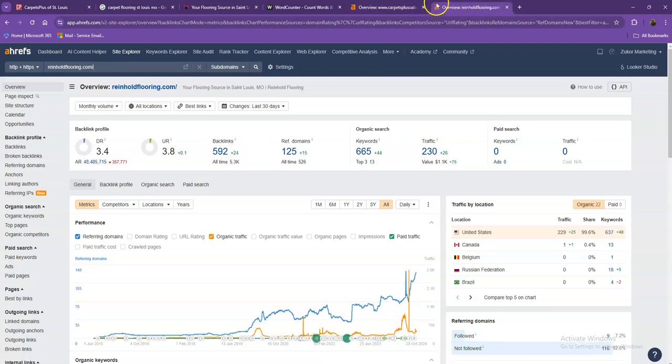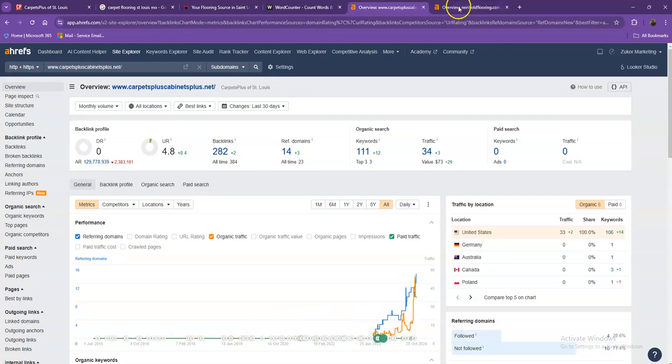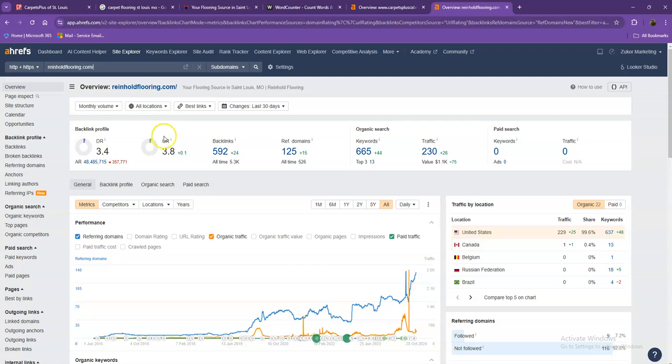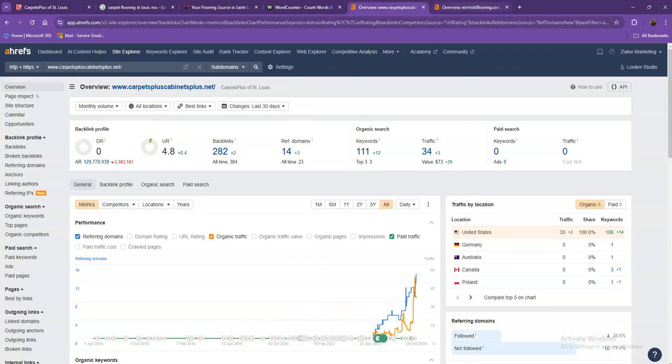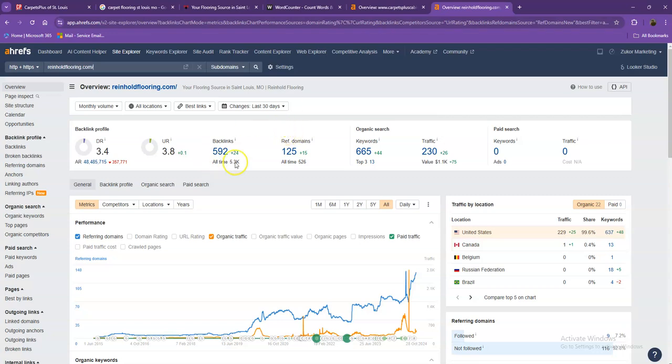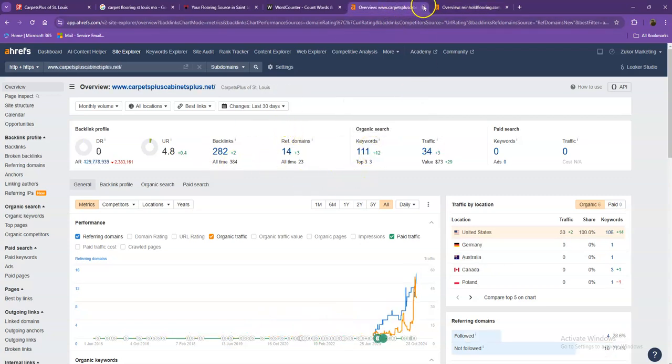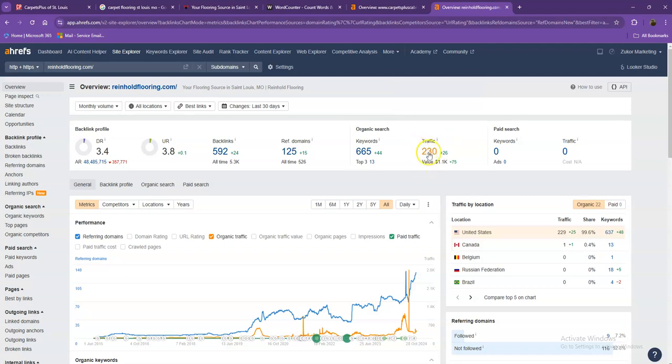Let's go ahead and take a look at your competitors' numbers. So with DR and UR, it does show that you have a much more trustworthy, although they have a stronger website. Their edge is also with the backlinks, since they have more backlinks and more keywords. It resulted in them having more traffic within the last 30 days.